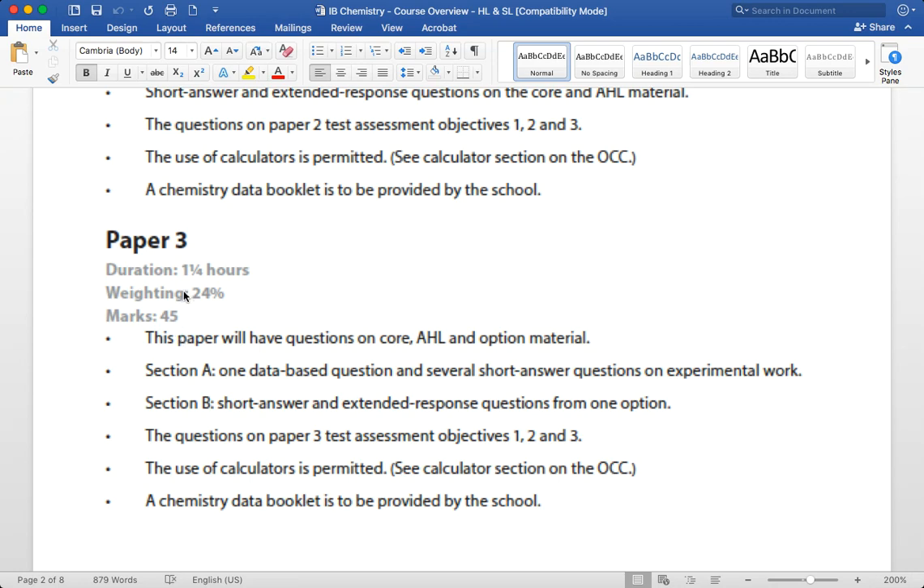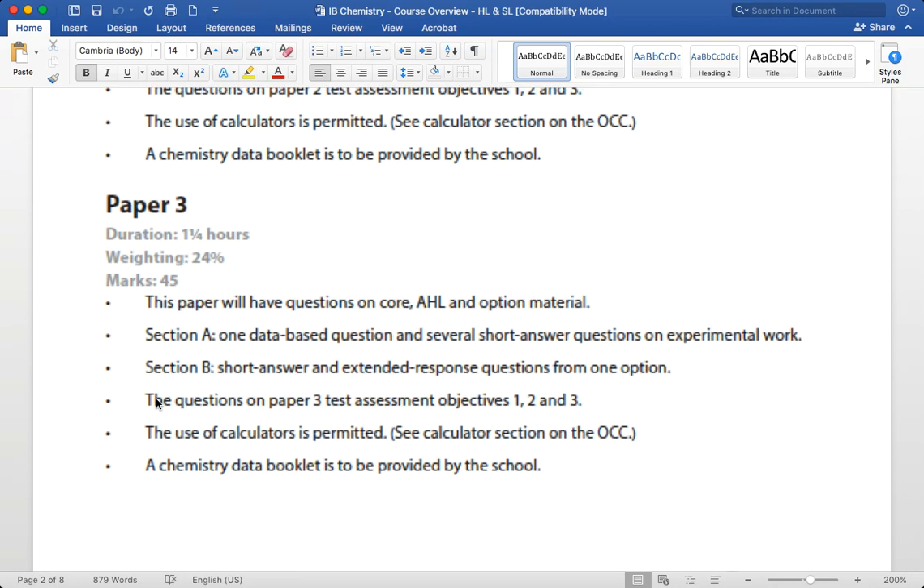Paper 3 is 45 marks, an hour and 15 minutes long. Paper 3 is divided into 2 sections. Part A, which is data-based question and questions on experimental work. Now, these questions in Part A will be taken by every single person in the world who takes the exam that day.